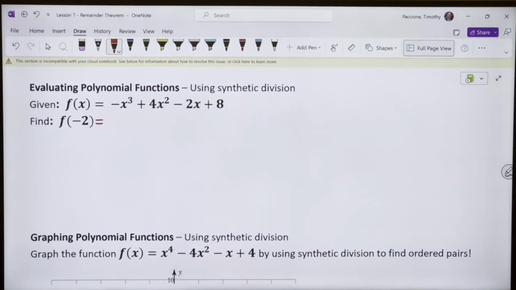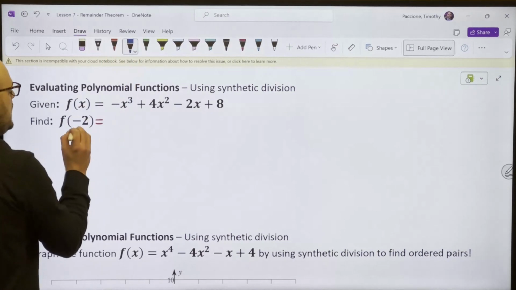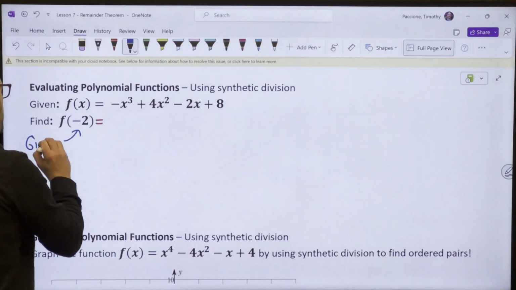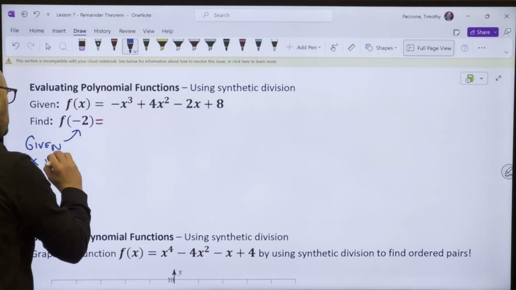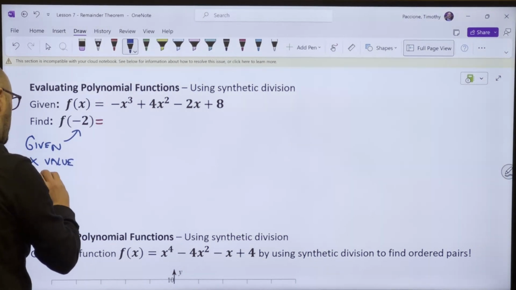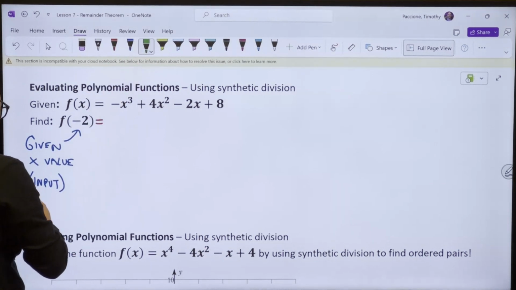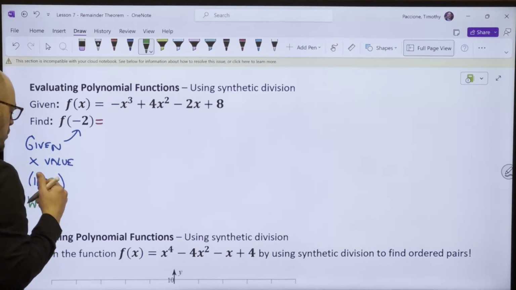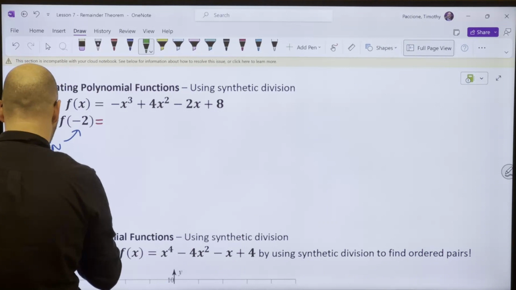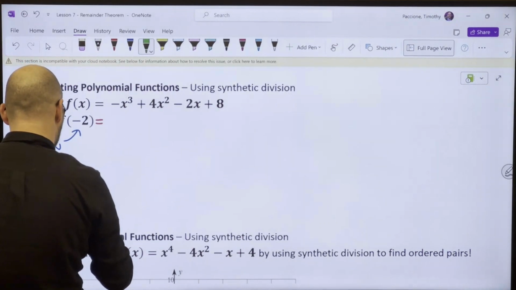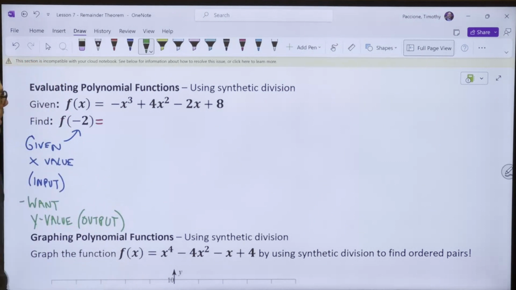When I say find f of negative 2, I'm giving you something and I'm asking for something. What am I giving you? The x, right? The input. We're given our x value, which is our input. And anytime you're given an input, what do you think they want? We want the y value, the output. Right? So f of negative 2 is saying, hey, when x is negative 2, what's y? What's your output?